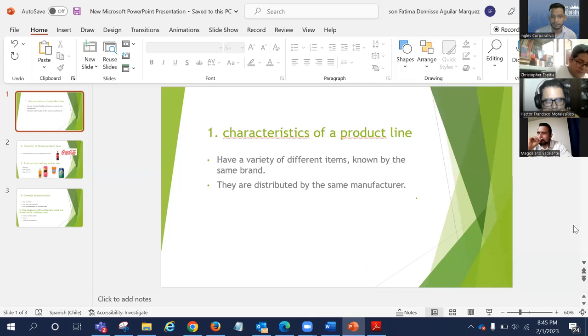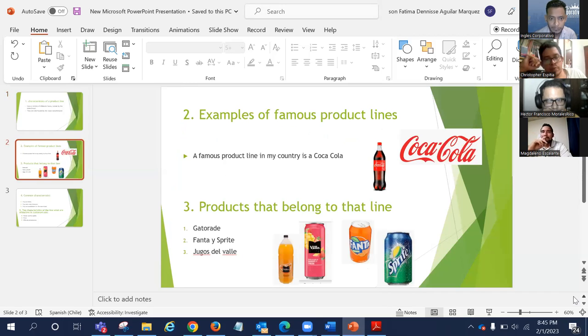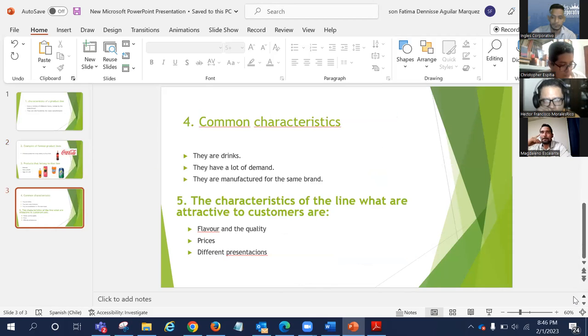Okay, everybody, we're talking about the characteristics of a product line. They have a variety of different items, the same brand, and they are distributed by the same manufacturer. In this country we have a lot of famous product lines, and we chose the line of the Coca-Cola company. The Coca-Cola company has a lot of beverages. We are mentioning Gatorade, Fanta, Sprite, and juice. They are part of the product line.